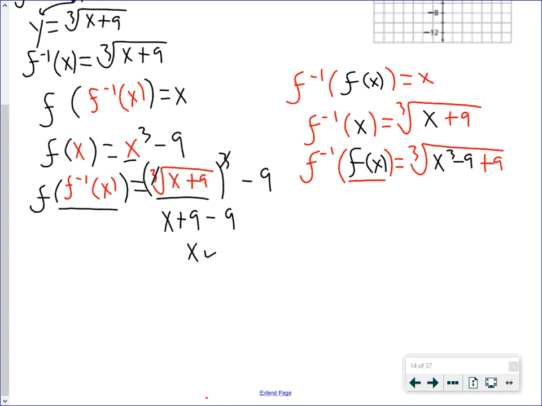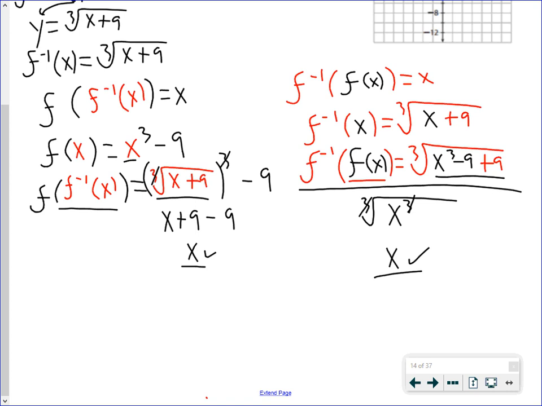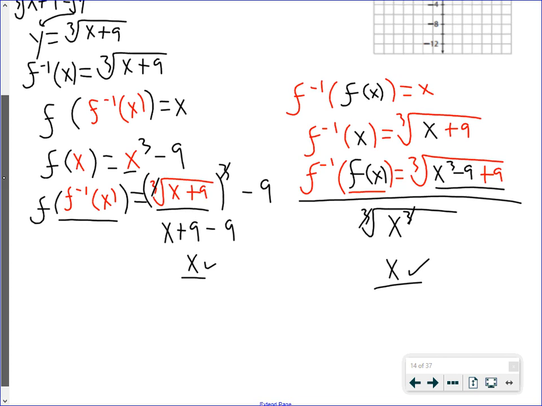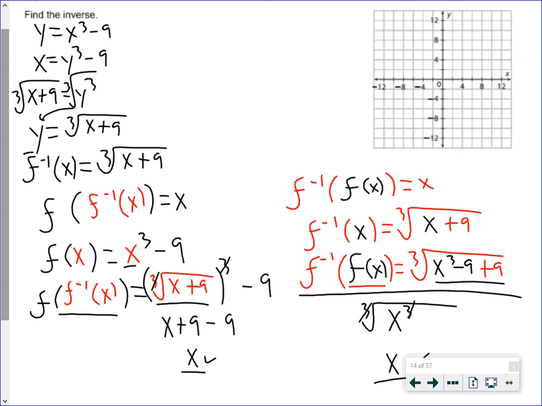We're going to solve this out now because we need this formula right here to equal x. So we solve it out inside the radical. X cubed minus 9 plus 9 is going to reduce down to just x cubed. Cubic exponents and cube roots cancel each other out. So we're left with just x. That's exactly what we wanted. Both halves of the composition held true to exactly what we want it to be. So we can say now that the inverse that we found is our inverse.